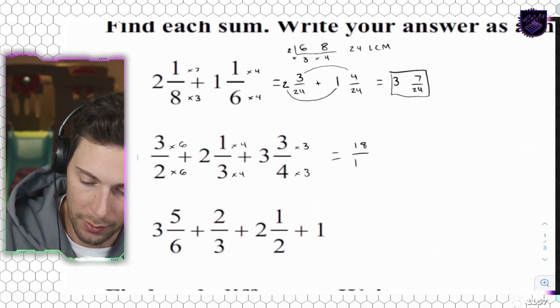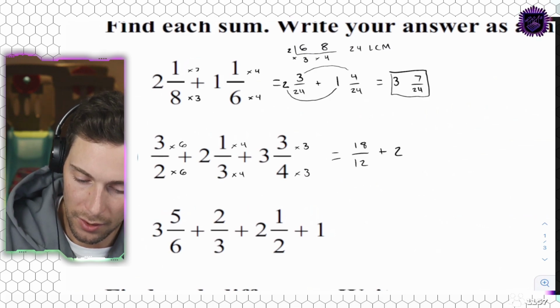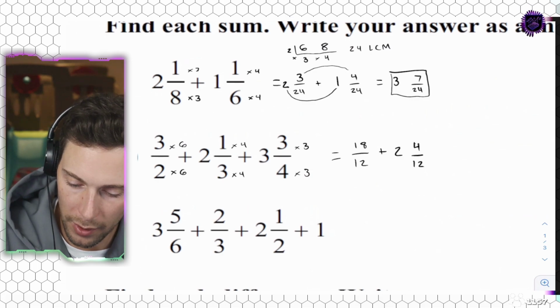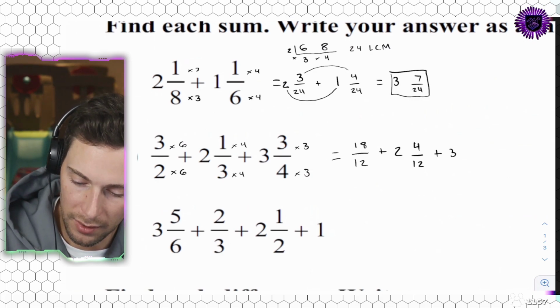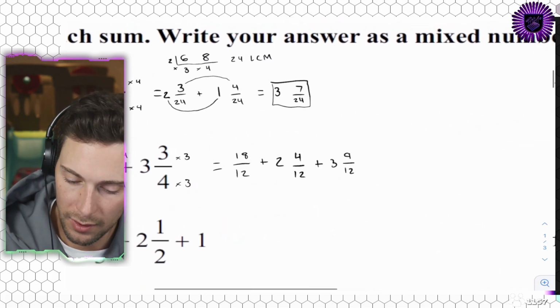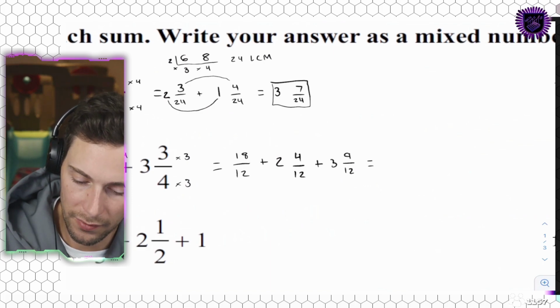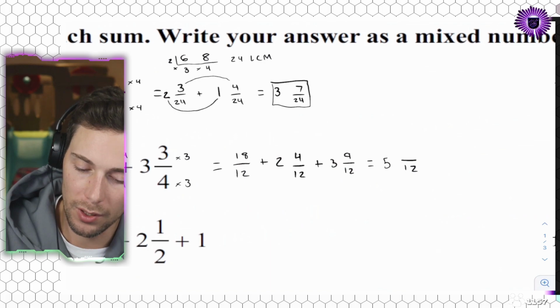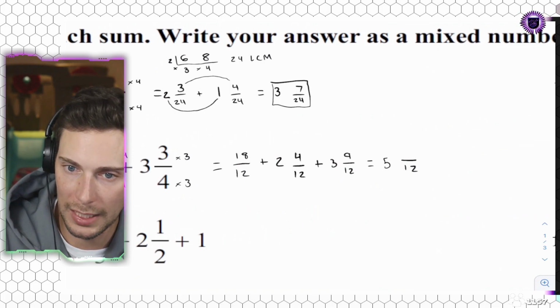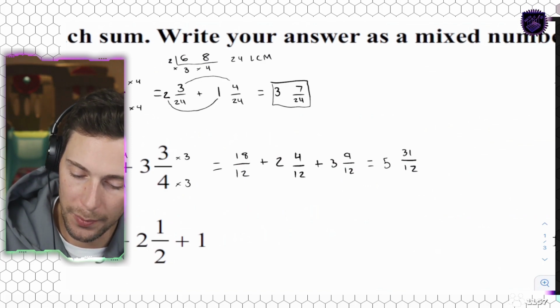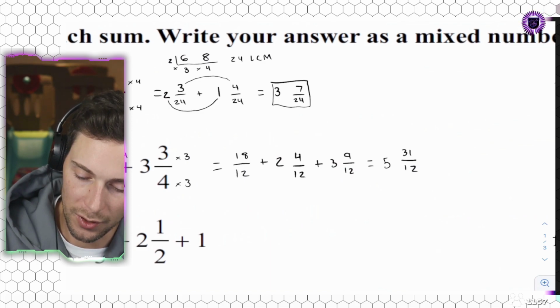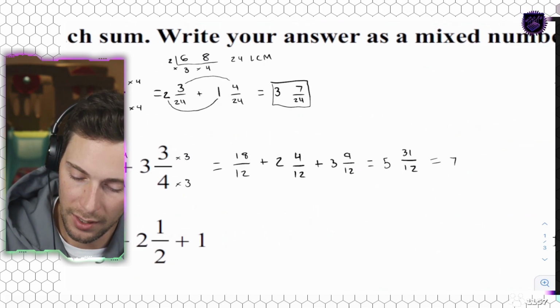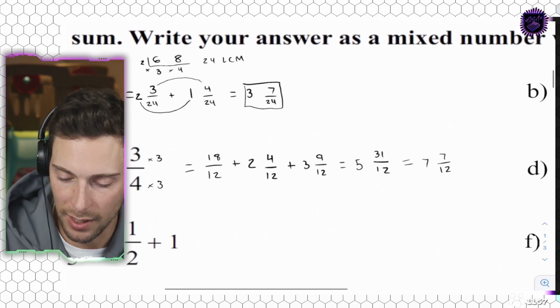18 over 12. It's always going to be over 12. Plus 2 and 4 over 12. Plus 3 and 9 over 12. Let's add our whole numbers and then add our fractions. 2 plus 3 is 5 and something over 12. 18 plus 4 plus 9. 18 plus 4 is 22 plus 9 is 31. There are 2 groups of 12 in there, which adds up to 24. 2 groups of 12 is going to be 7 and 7/12 remaining. And you can't simplify that.